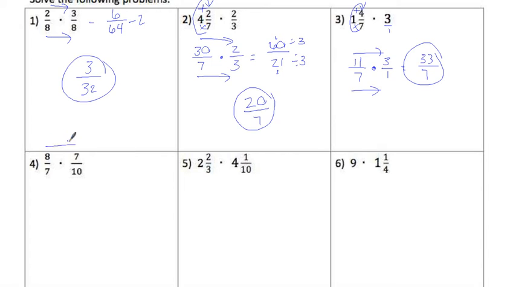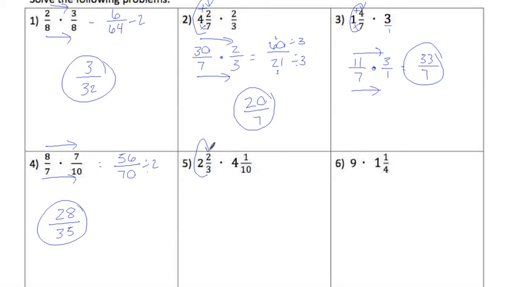For number 4, there's no mixed numbers, so I can go across the top and across the bottom. I get 56 over 70. They are both even, so I can divide by 2. I'm left with 28 over 35, and they have no more common factors, so it is done there.